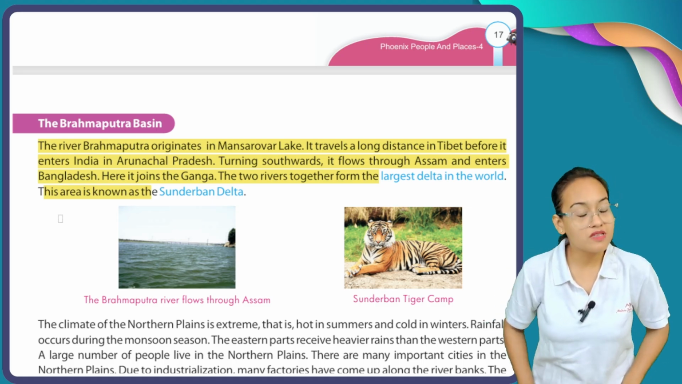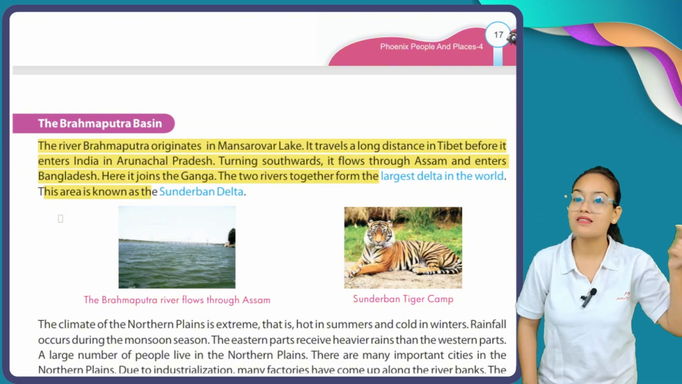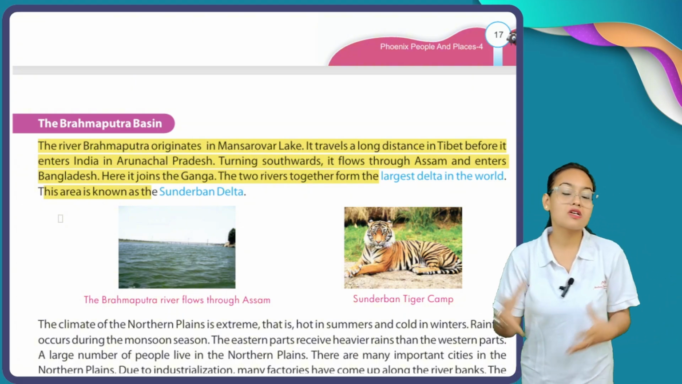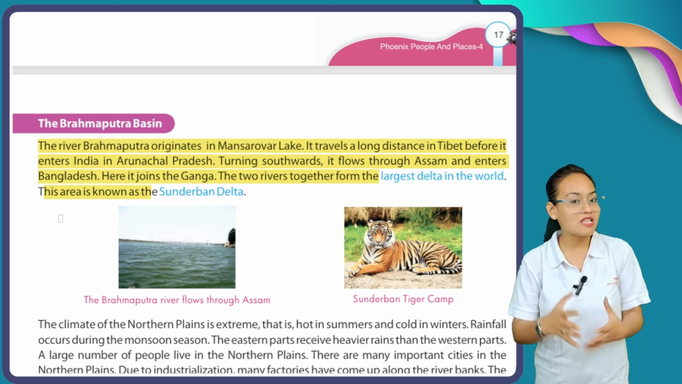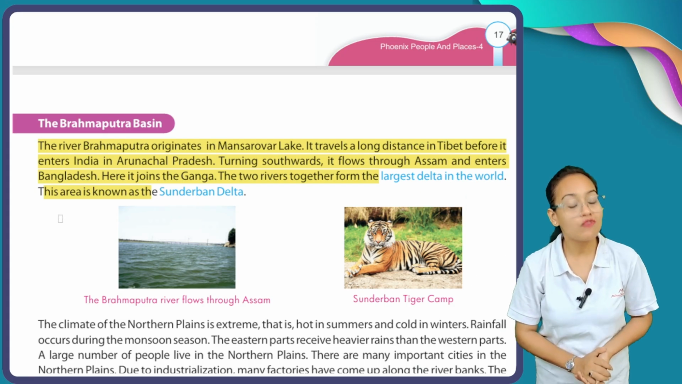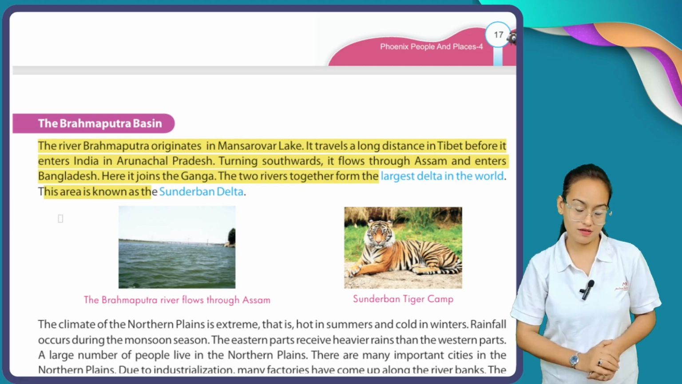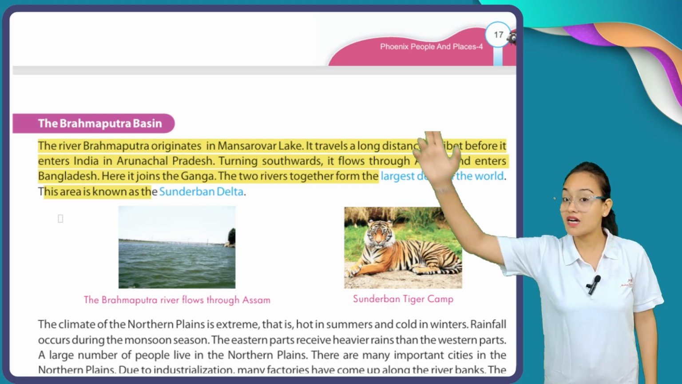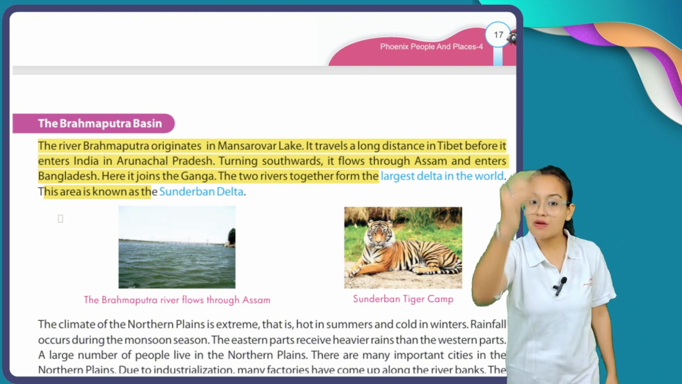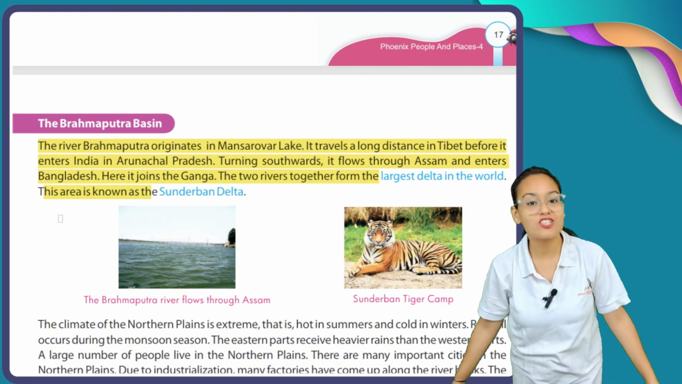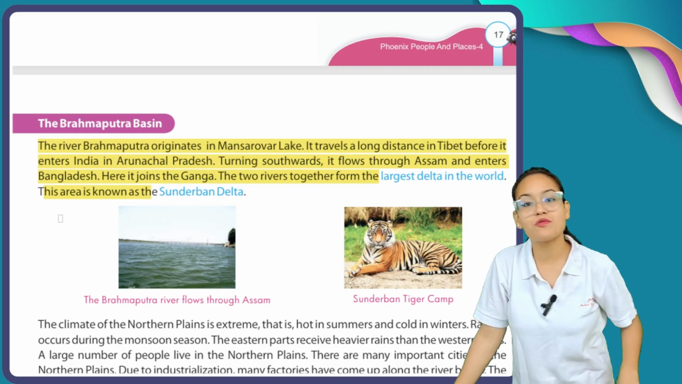The river Brahmaputra originates from Mansarovar Lake. Mansarovar Lake is the origin place of the Brahmaputra river. Mansarovar is present in Tibet. When the Brahmaputra river originates from Mansarovar Lake, it covers a large portion of Tibet, and in India, Brahmaputra enters through Arunachal Pradesh. Arunachal Pradesh is the gateway of entrance of the Brahmaputra river.